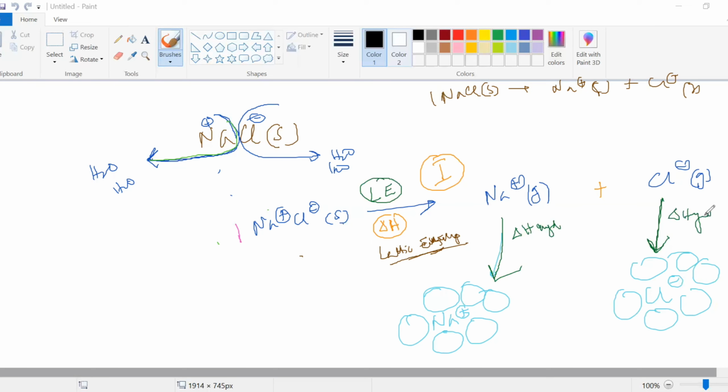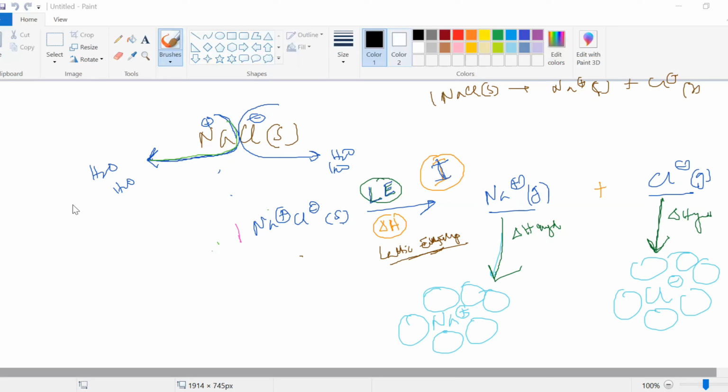Celia, can you tell me the steps I told you, how water separates them? Describe in your own words. When you put an ionic compound into water, what's the first step? It first separates the individual ions into gaseous ions. How much energy will it need? Approximately equal to the lattice enthalpy, right? Now what is the next step?